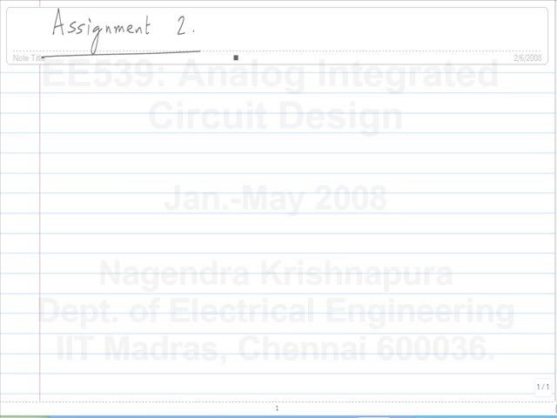So the first problem was to make a trans impedance or a trans resistance amplifier. So if you want to convert a current to voltage, what is the simplest thing you can do? You have a current source and you want to convert it to a voltage. What's the simplest? Pass it through a resistor.